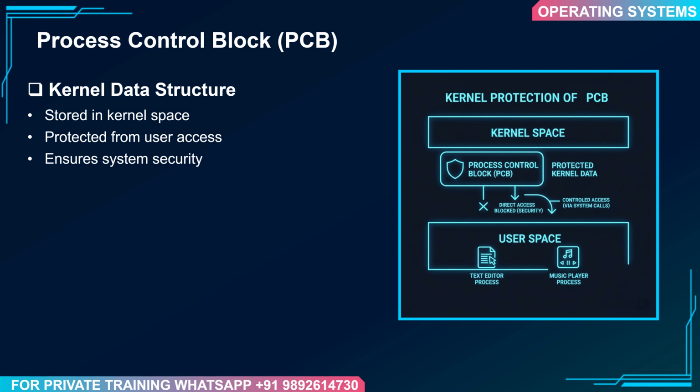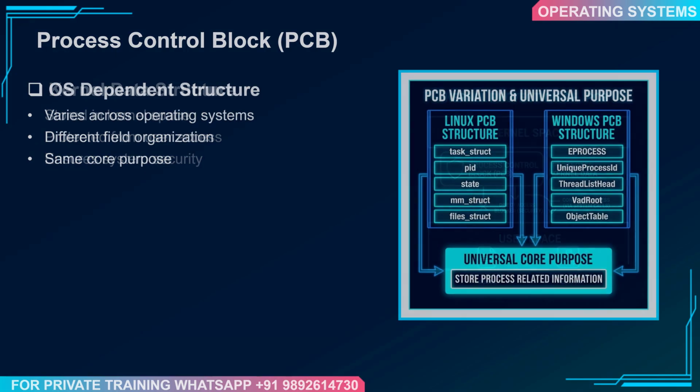This means it is stored in kernel space and is protected from direct access by user programs. This protection ensures that processes cannot modify their own PCB or someone else's PCB, which would be a serious security risk. It is also worth noting that the exact structure of PCB can vary from one operating system to another. Linux, Windows, and other systems may organize PCB fields differently or use different names, but the core idea remains the same. Every operating system needs some way to store process related information, and PCB is that way.